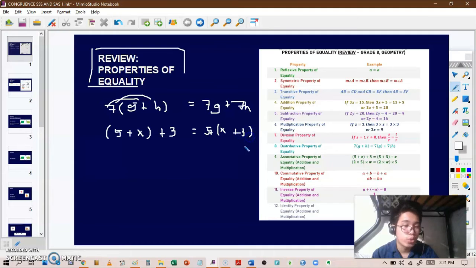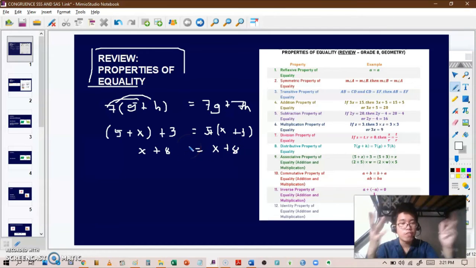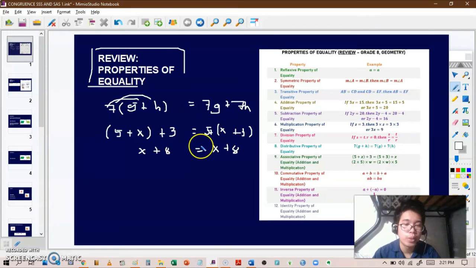Okay, so we're just regrouping variables, and essentially this will give you x plus 8 on both sides. So this property holds true. It's kind of like just a grouping property for our properties of equality. And then we also have the commutative property of equality.